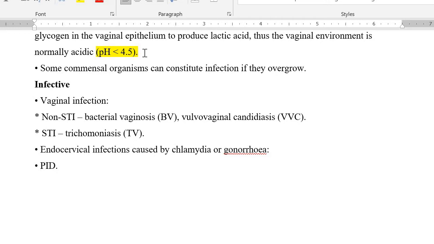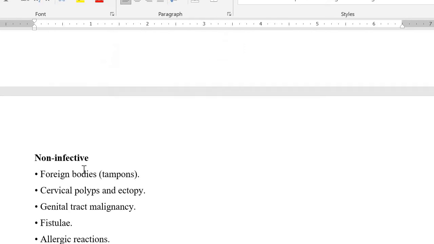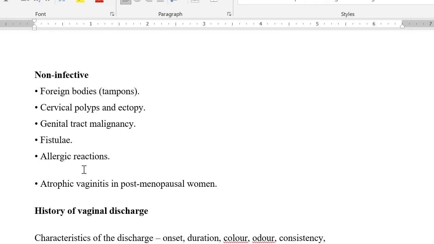So then endocervical infections, which are caused by chlamydia or gonorrhea. Then PID, which is the ascending infection to the upper genital tract. Then regarding the non-infective discharges, there can be foreign bodies like tampons, cervical polyp, and ectropion, cervical ectropion, like when the patient is using COCPs. So again, there can be copious discharge.